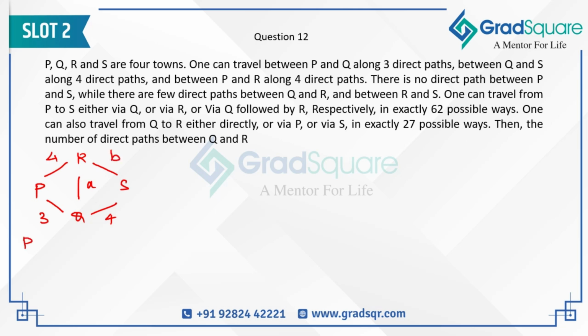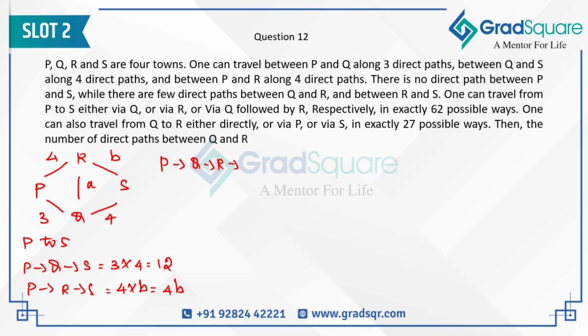Now first, moving from P to S, it is done in what all ways? From P to Q, then from Q to S, which is 3 into 4, which will give me 12. Or I can also travel from P to R, then to S, which is 4 into B, which will give me 4B. Or else from P to Q, followed by R, and then to S, which is 3 into A into B, which is 3AB. And all the total ways, when summed up, according to the question, should give 62. Let me take this as the first equation.